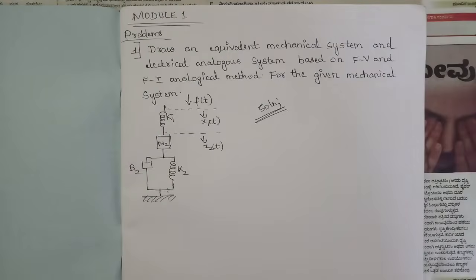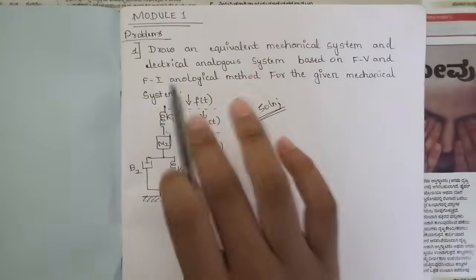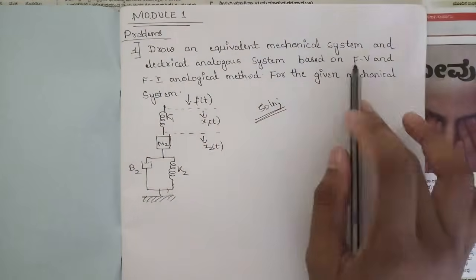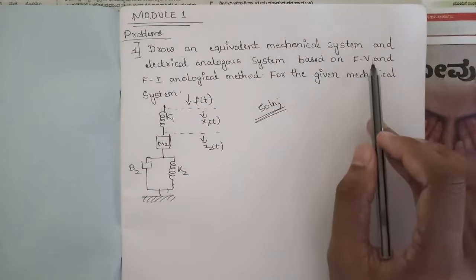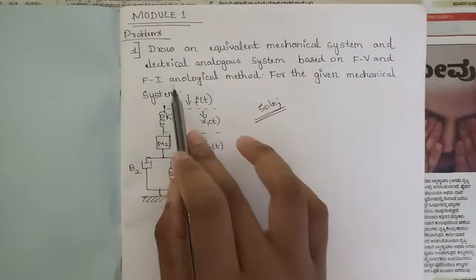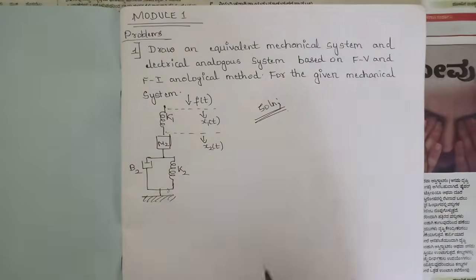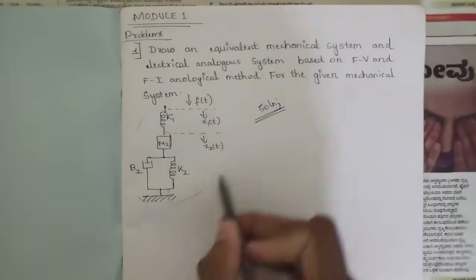For this session, I think the whole session will be this one problem itself, because we need to explain how these kinds of problems work. This is the first question: we need to draw an equivalent mechanical system and electrical analogous system based on the FV and FI analogical methods. FV stands for force-voltage analogy, FI means force-current analogy, for the given mechanical system.